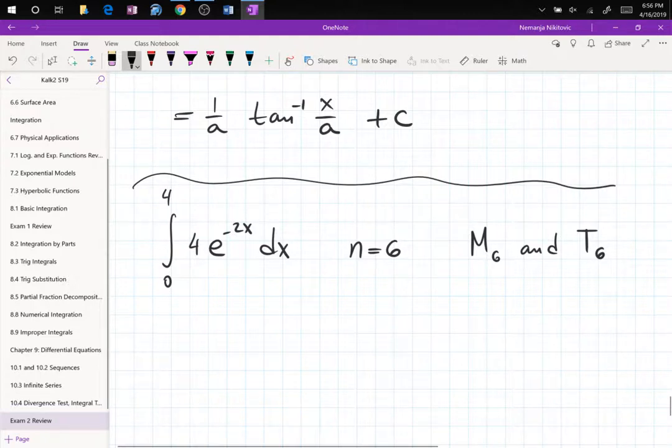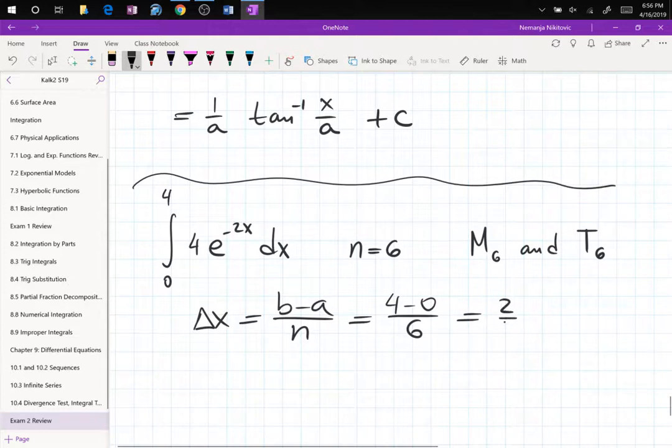So, hello to some tedious calculations that we are going to do now. The delta x calculation for all 3 rules, midpoint, trapezoid, and Simpson, is exactly the same. Delta x is b minus a divided by n, which is 4 minus 0 over 6, which is 2/3.